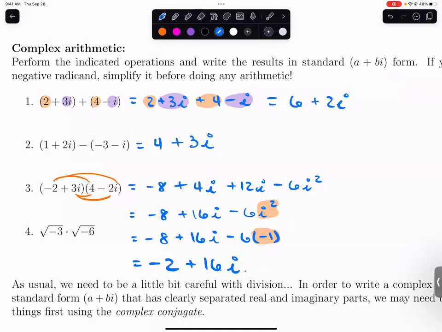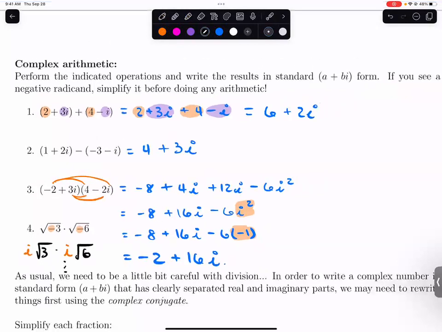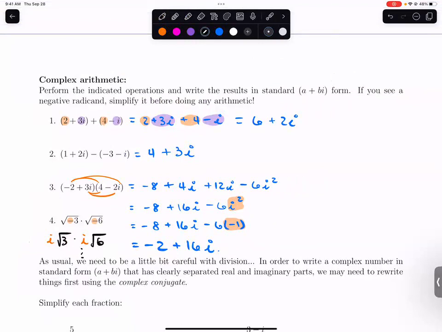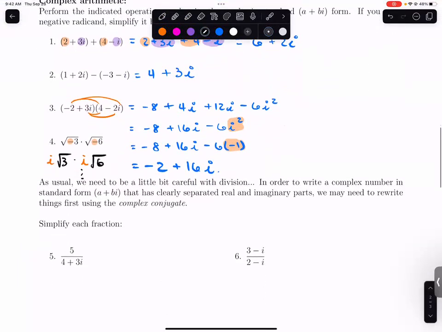Okay. The last one there, number 4, those both have a negative under the root. So you can factor an i out of both of them, and then go from there. i times i is i squared. Square root of 3 times 6, so the square root of 18. See if you can reduce that at all. I'll leave that one for you to finish up because I want to talk about division.